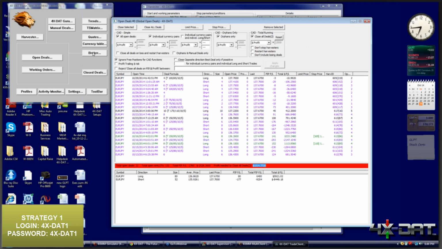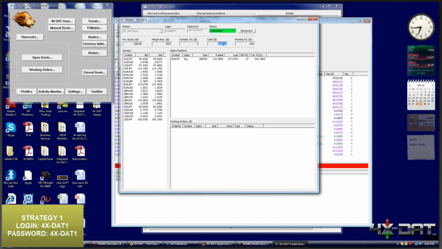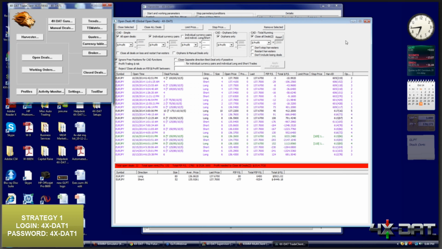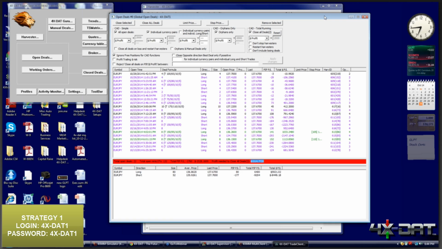As far as what the broker is showing, and I'll bring this here, the broker is showing right here $162,600 plus another roughly $700 in floating. So that's about a $163,000 balance. So that's a total of, give or take, 63% for the period that this strategy has been running.